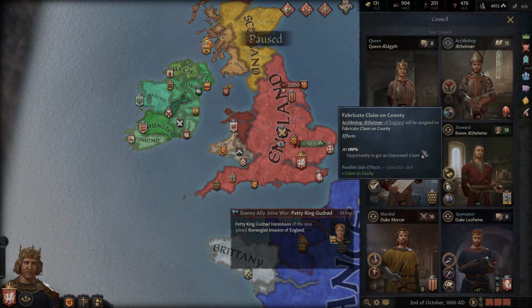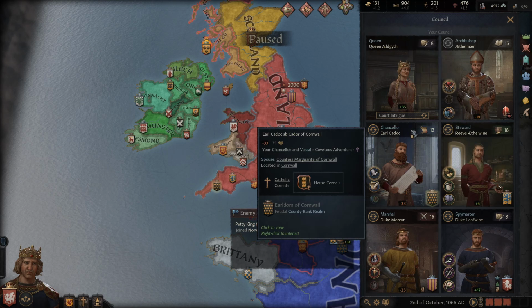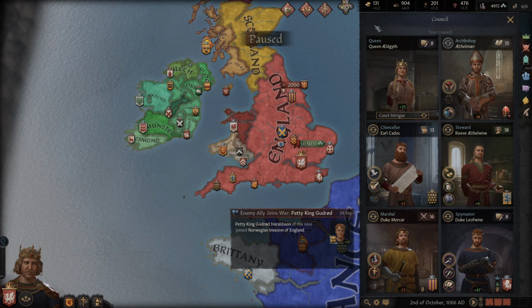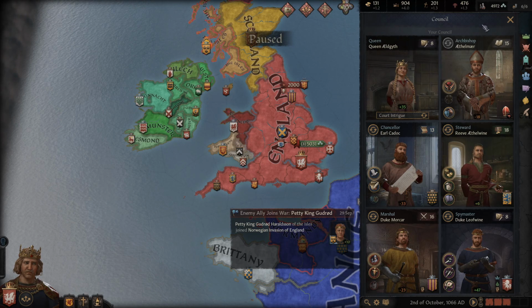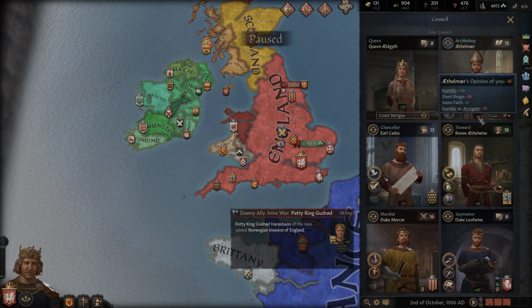With the fabricate claim option, there is also a small chance that you can claim the entire duchy and not just the county, but this depends on the bishop's learning stat. The higher the learning, the bigger the chance of claiming the whole duchy. Now, on a side note, this particular council member has a very specific opinion mechanic involved in the game, so the bishop needs to have a positive opinion of you to endorse you.